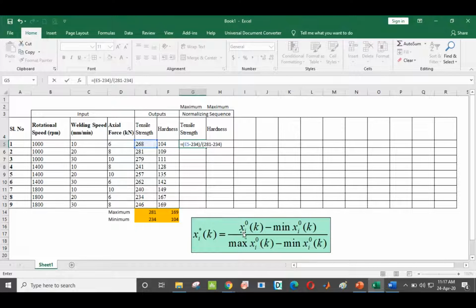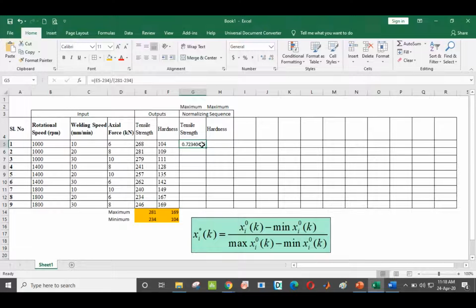So now come to this formula, x_0(i), that is the individual value. The individual value is E5, that is, E is the column and 5 is the row. So E5 minus the minimum of tensile strength, 234, divided by the maximum of tensile strength, 281, minus the minimum, 234. Just give an enter. That's all.